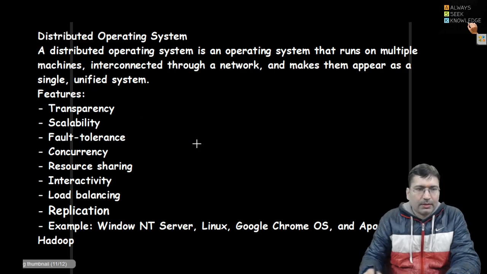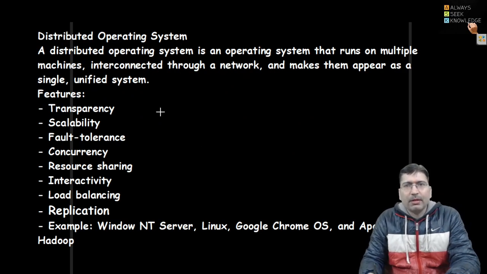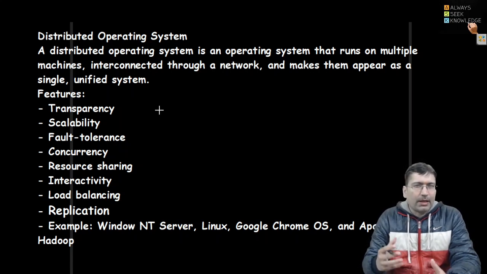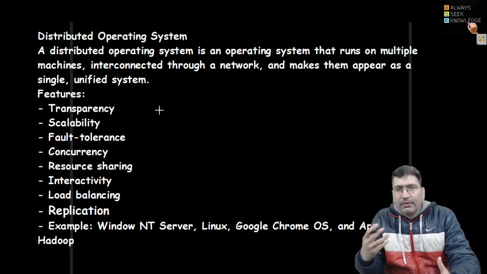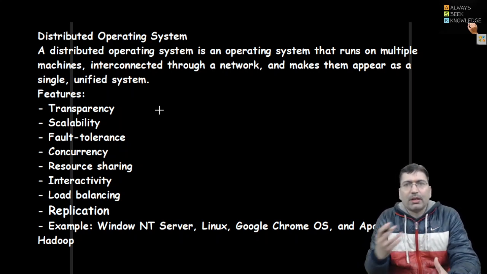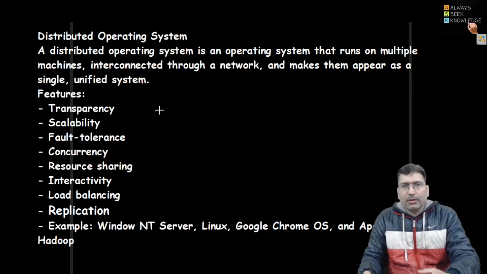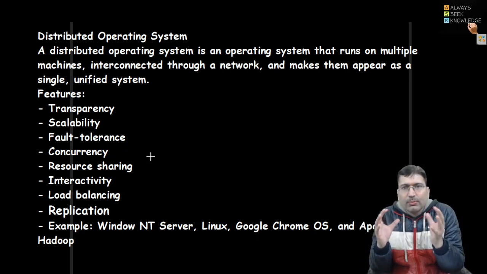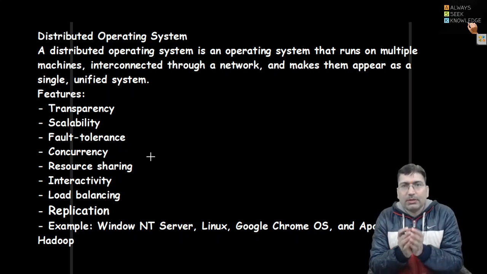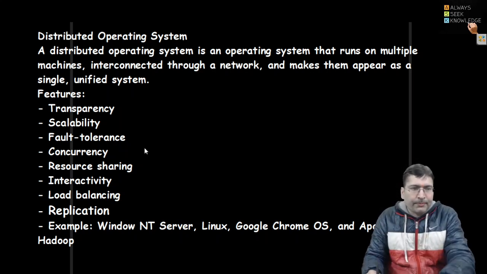So let's discuss the distributed operating system. Now, what is a distributed operating system? It is a kind of operating system which creates an environment on different computers that are connected through a network. So it creates an environment so that all the systems make a single unit and they collectively perform the task. Such operating systems are very good in terms of efficiency or throughput.